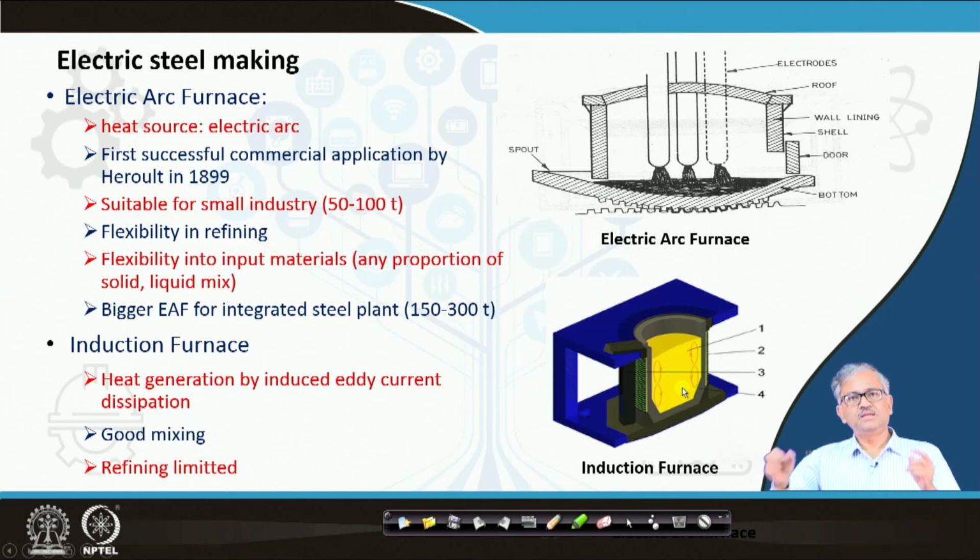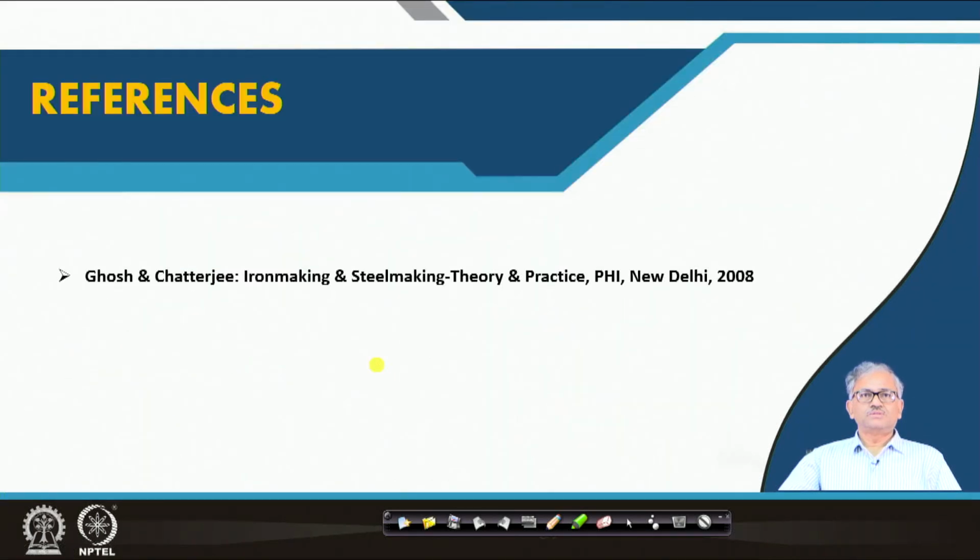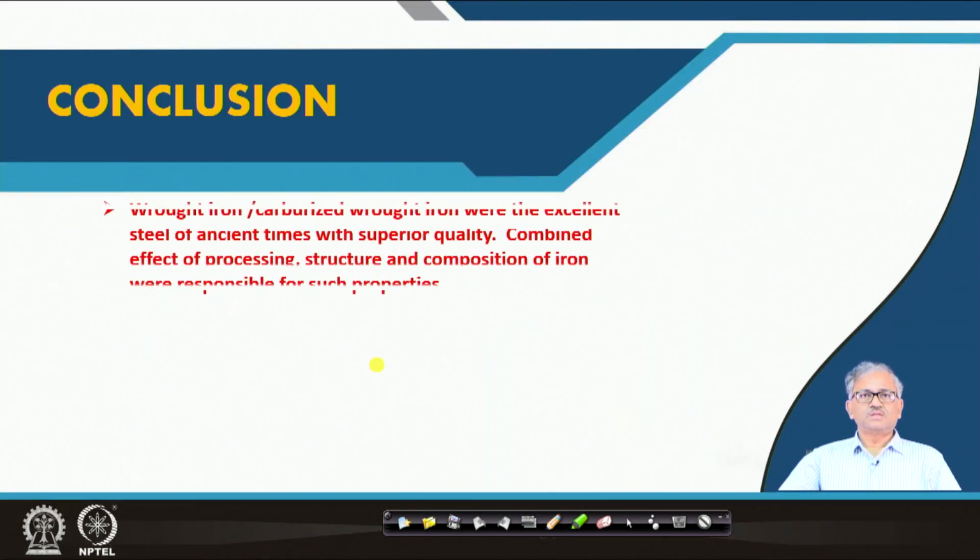Here the source of heat is eddy current dissipation in the charged material, and that melts it, and finally refining also takes place to some extent, but it is mainly for scrap melting and limited refining. So this is electric steel making. There are two types: one is the electric arc furnace and the other is the induction furnace. Okay, so this is the reference, mostly strategy and conclusion.